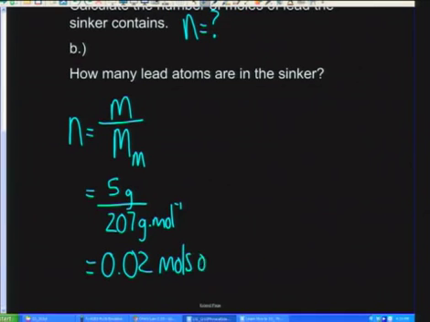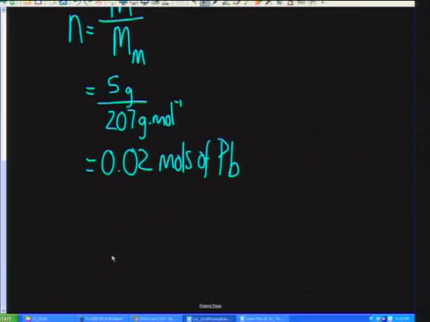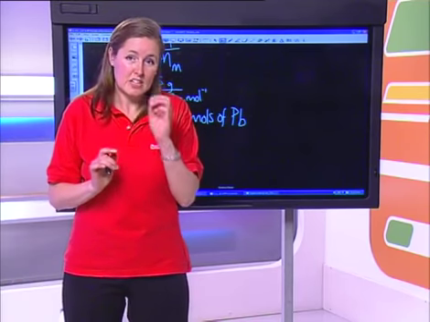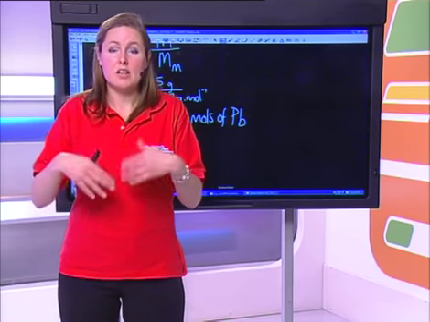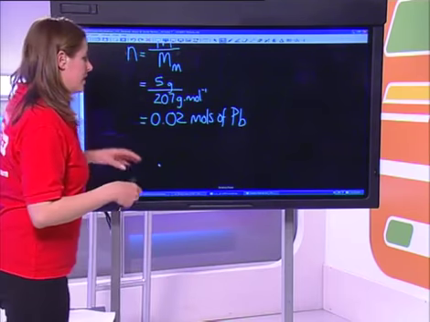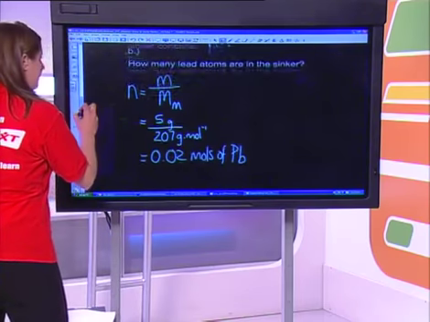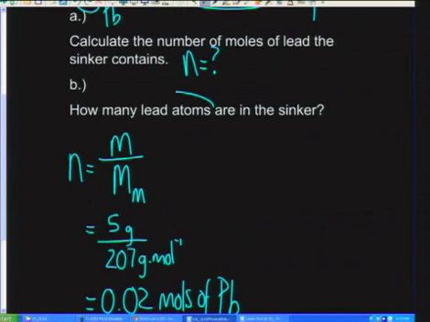moles of lead. Now you might ask me, why am I going to write out that whole thing about moles of lead? Well, it's because a little bit later we're going to come to whole equations where we could work out the moles of different substances. So I would recommend that you get into the habit of writing what you're working with in each case. The next part of this question, how many atoms are there in the sinker?